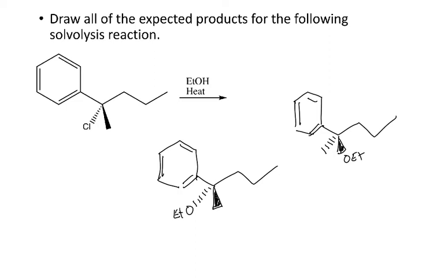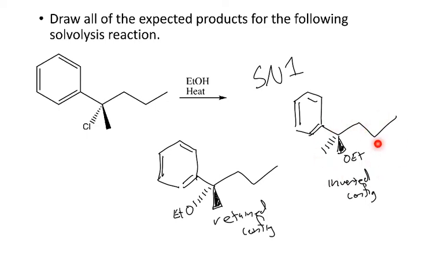All right, so in this case, we have two SN1 products, one where the configuration was inverted, one where the configuration was retained, and then on the next slide, let's consider the possible elimination product.